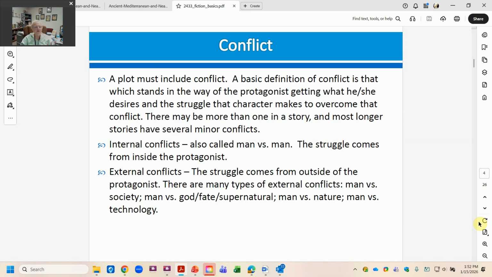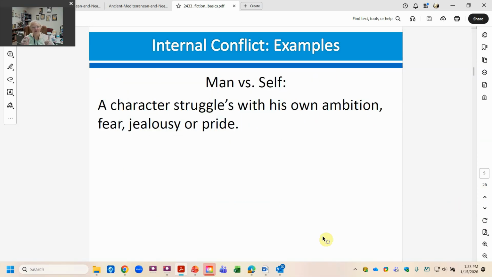So again, what does the main character want? What is getting in the way of that? That can help us identify antagonist, protagonist. Now, we have two basic types of conflict, and I see I've got a typo on my screen. Internal conflict is man versus self, not man versus man. I apologize. I think it's right on the next screen. Yes, man versus self.